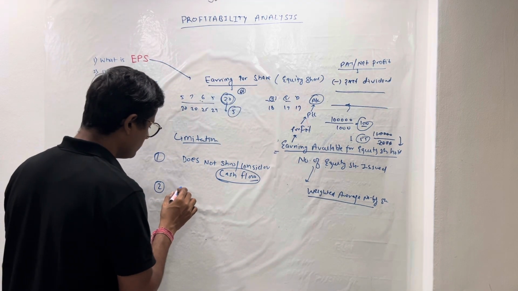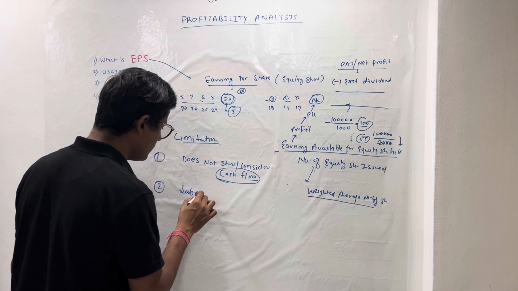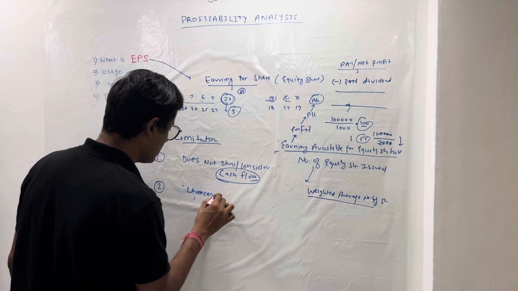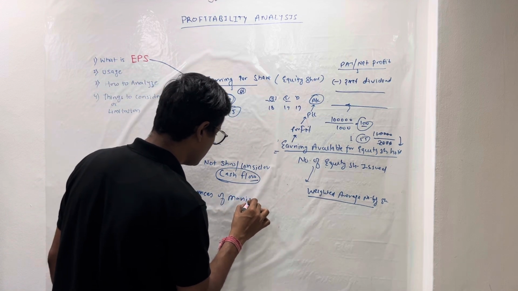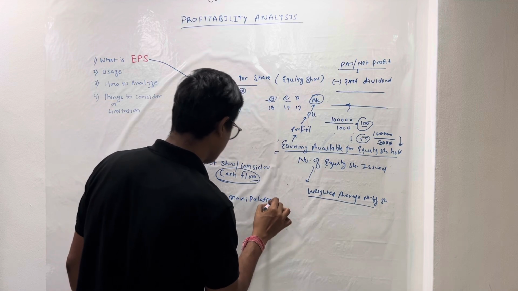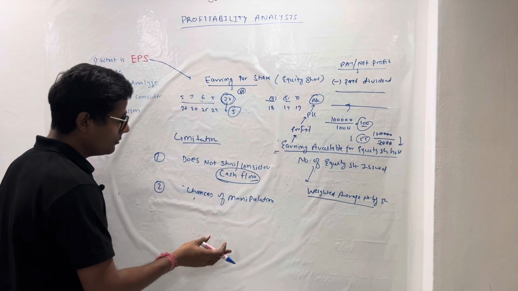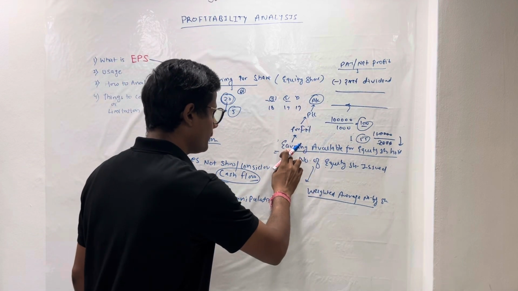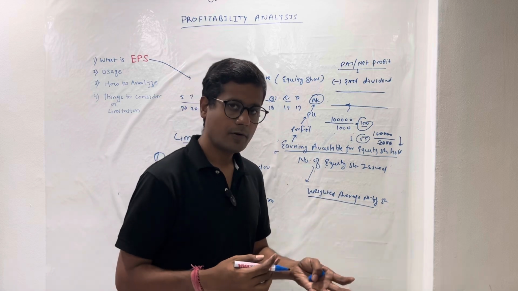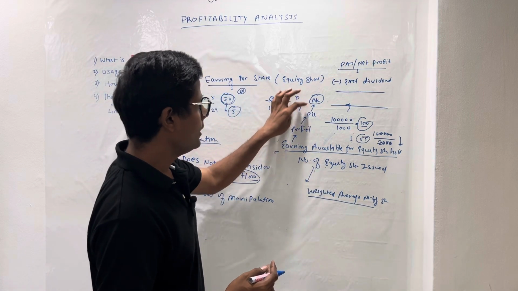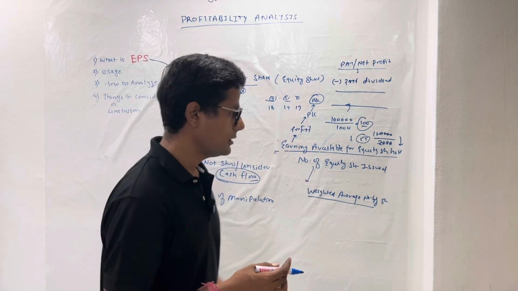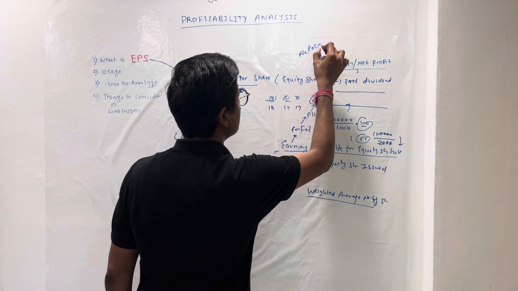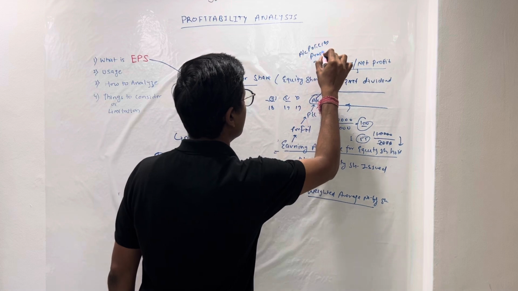Second, this EPS is subject to chances of manipulation. How? Again, EPS is calculated based on earnings, earnings are calculated based on profit, and profit comes from the P&L, which comes from accounting practices. So there is always an element of what our accounting policies and practices are.